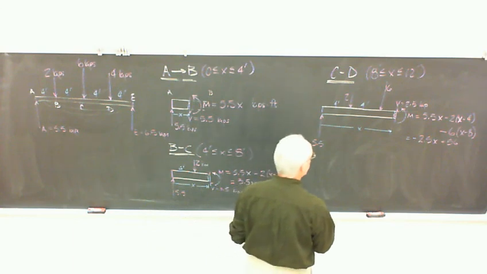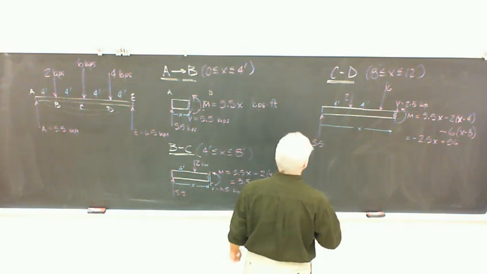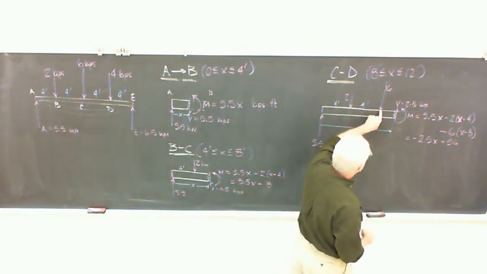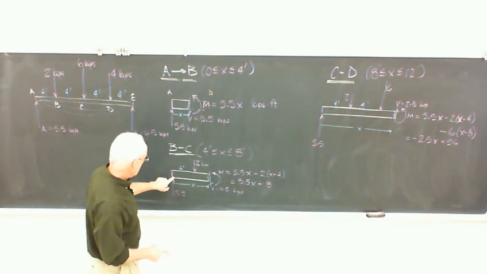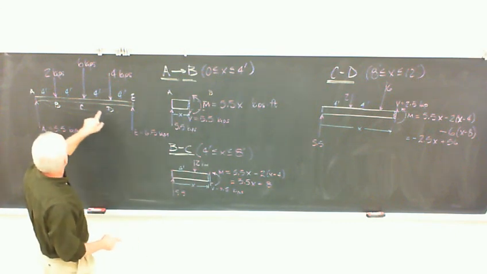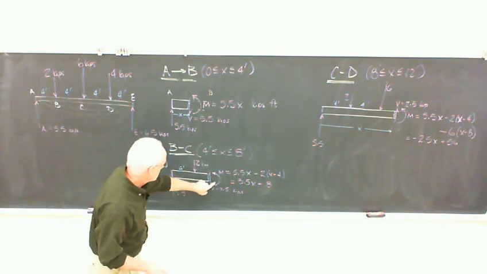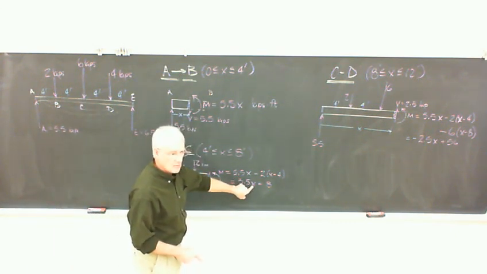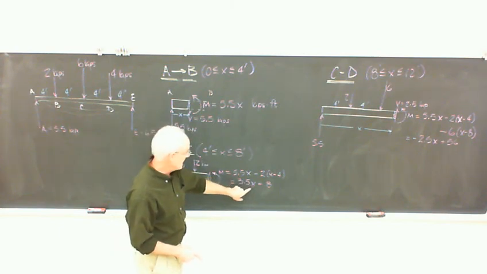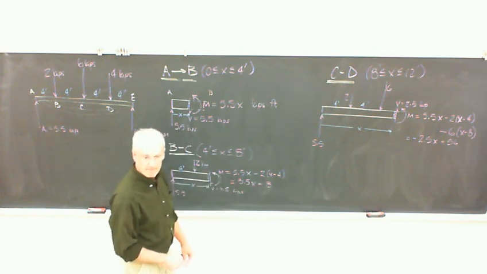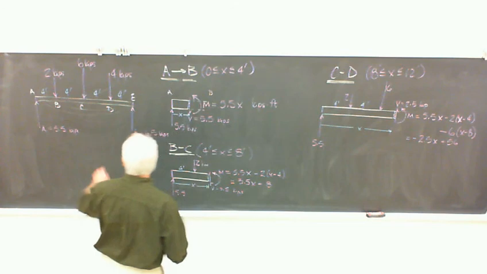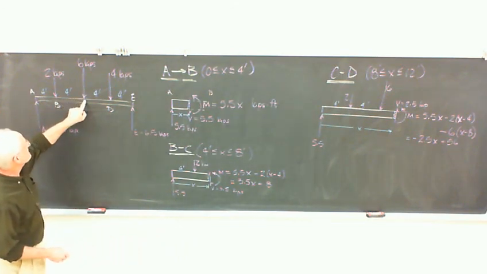Those little bits. Let's double check it. From here, at the 8 foot mark, what was the moment? When x equals 8 feet, the moment is 3.5 times 8 plus 8, 36. So right here, coming into this, the moment's 36.